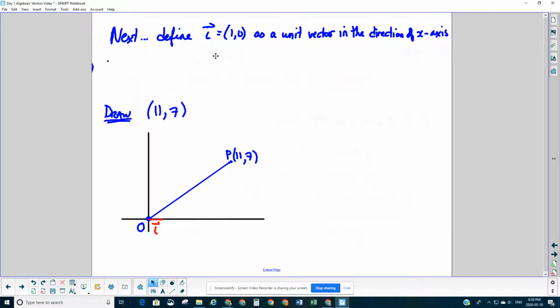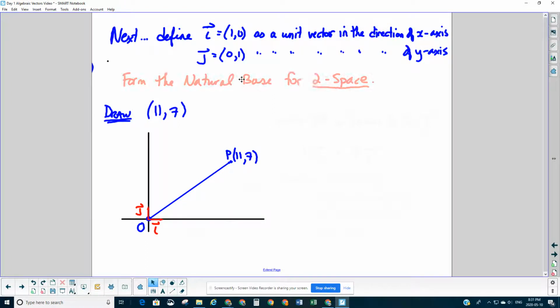Okay, and then similarly, we can describe something called the j vector, which would be on the y-axis. And again, its magnitude is 1. It just goes up 1 in the y-axis. So it's 0, 1. These two vectors, i and j, form the base of something called two space.